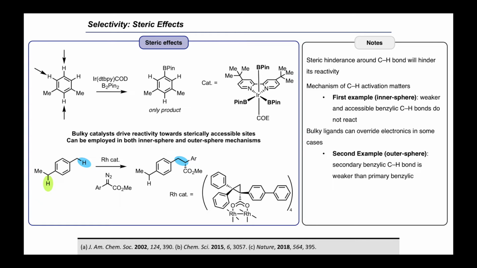In some cases, steric hindrance can even override innate reactivity. For example, in this rhodium catalyzed reaction, which operates through an outer sphere mechanism, the secondary benzylic site should react faster than the primary benzylic site since it has a lower bond dissociation energy. However, the immense steric hindrance around the metal center results in reactivity at the primary site instead.